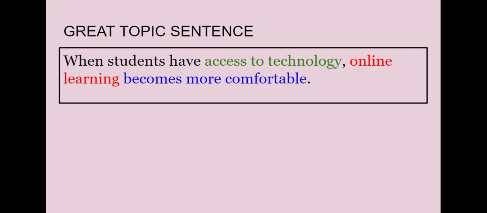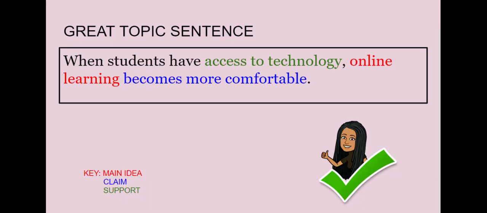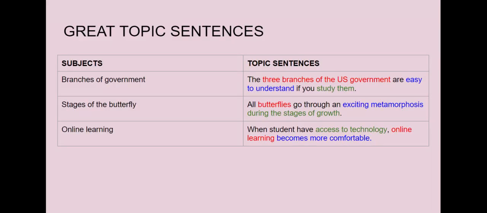Here we go. When students have access to technology, online learning becomes more comfortable. The main idea is online learning because that's what we're talking about. The claim is it becomes more comfortable. And how does it become more comfortable? Well, once students have access to technology. And ding, there you have it.